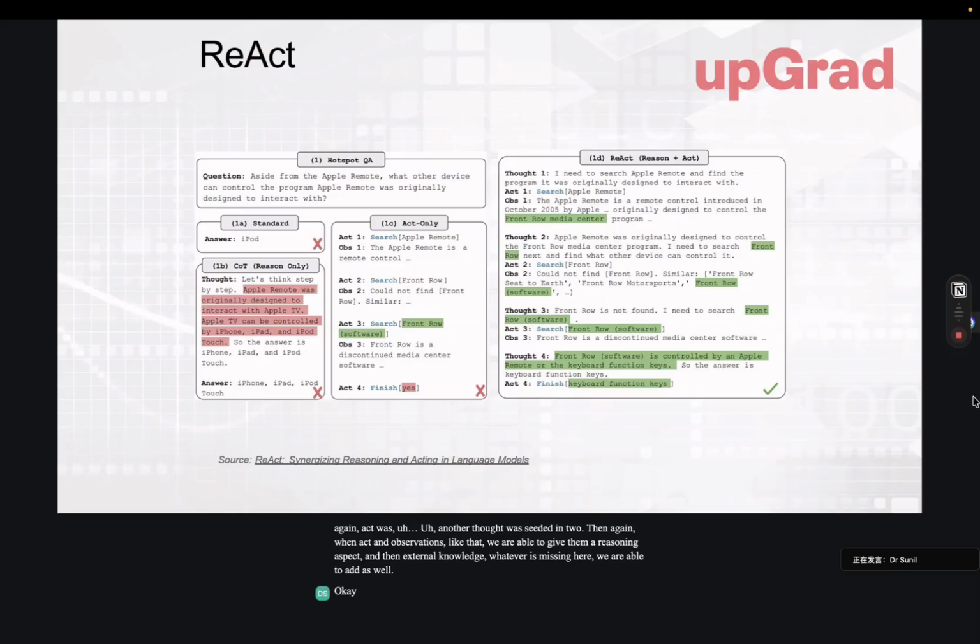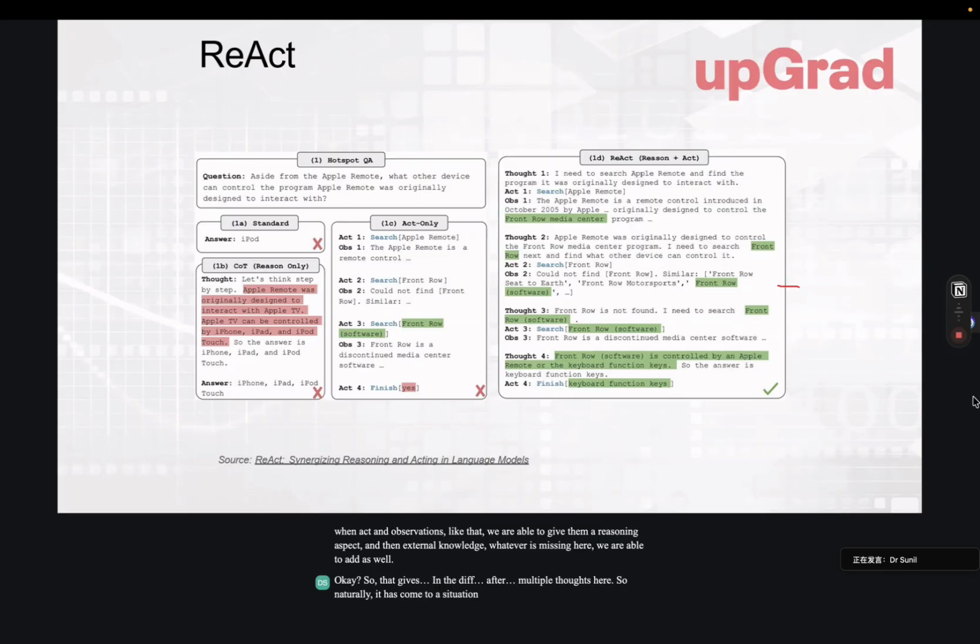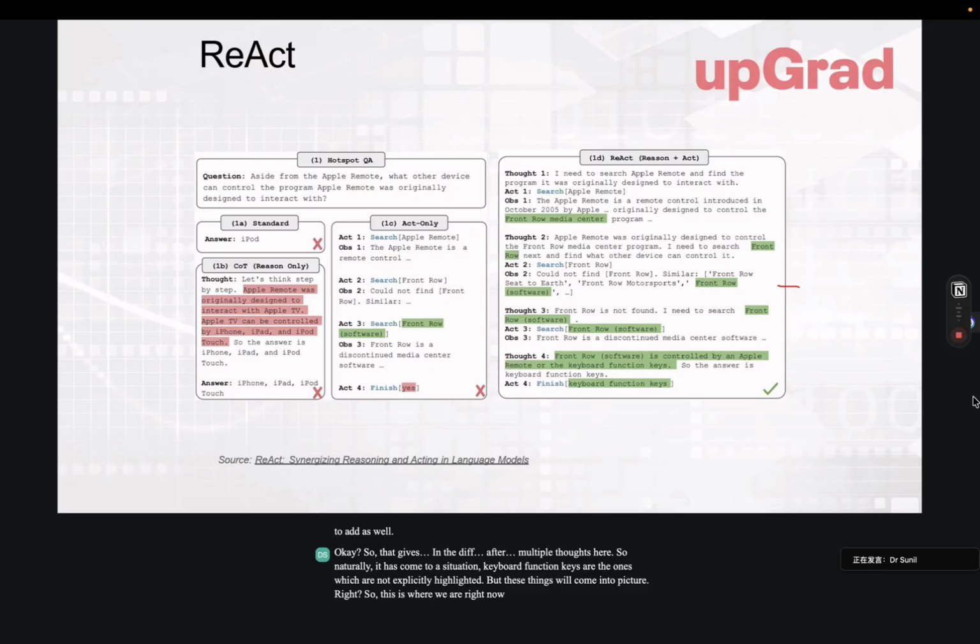After multiple thoughts, naturally it comes to a situation where keyboard function keys, which are not explicitly highlighted, come into the picture. So this is where we are right now. I have not introduced PEFT yet, and then the demo yet. Those are the two aspects beyond your assignment. We still have roughly half an hour, or even a little more.